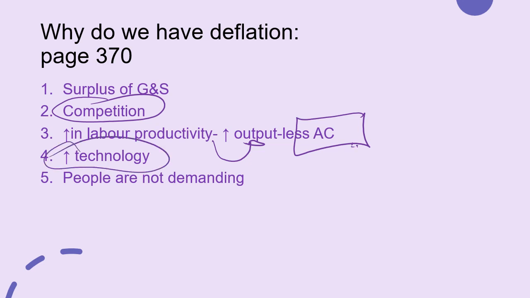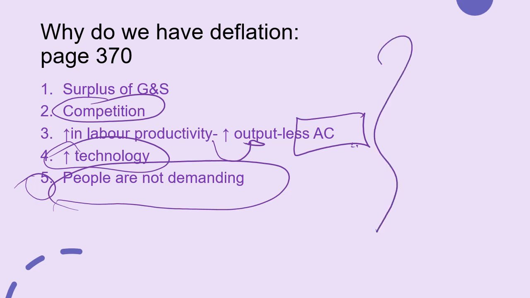Increase in technology also will increase output. And the fifth one, why do we have deflation? When people are not demanding, companies will be forced to decrease their prices. Now, you might think of deflation being a good thing. Remember, it could be both good and bad. And now we will be discussing the advantages and disadvantages of deflation.